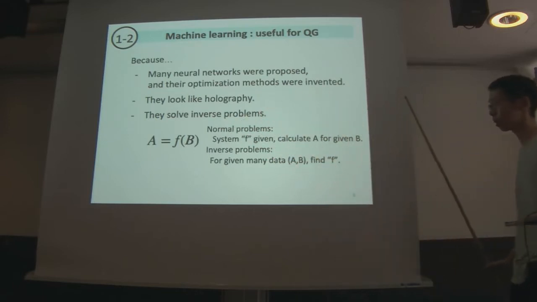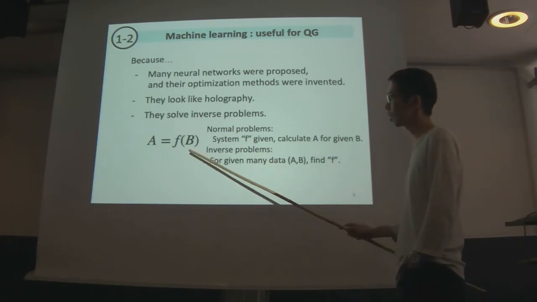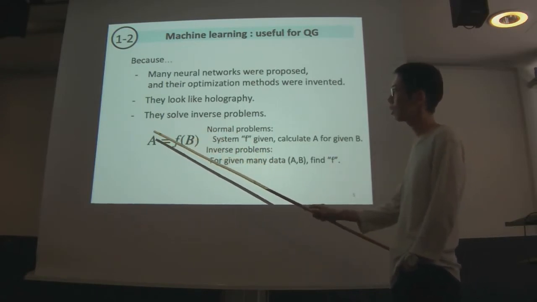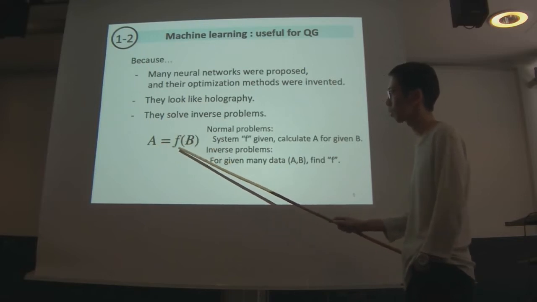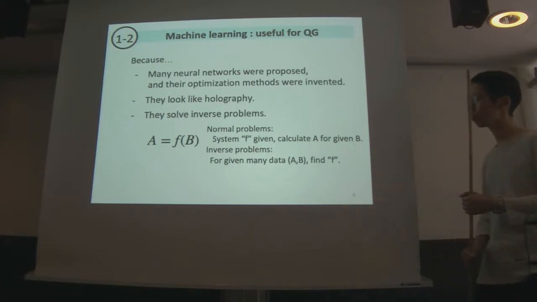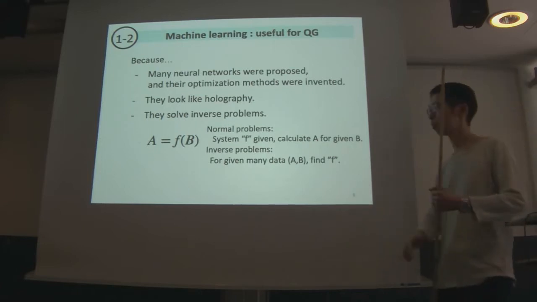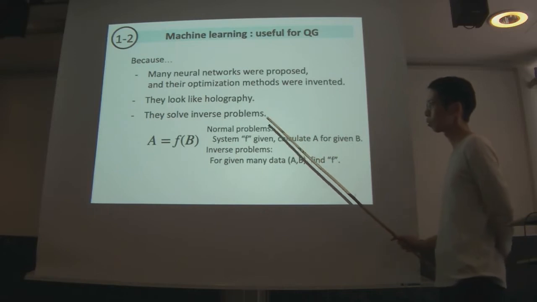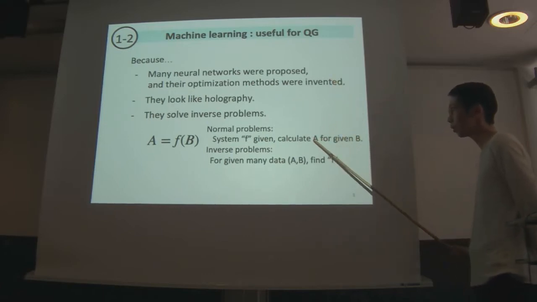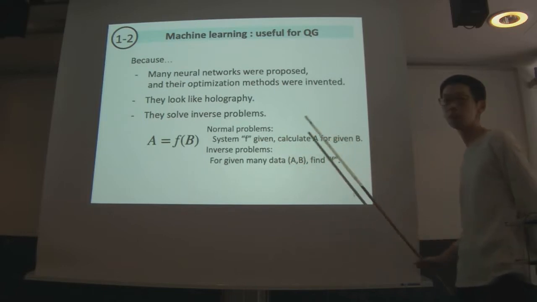So what are inverse problems? Suppose you consider this kind of physics. B is the input, A is the output, and F is the physical system. So F is something like the equation of motion, or some partition function. So what is a normal problem? System F is already given, like the Hamiltonian is given. Then you need to calculate A for a given B. So B could be some initial condition, and A is the final data, and F is given. So this is a normal problem.